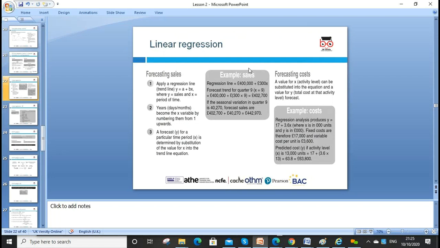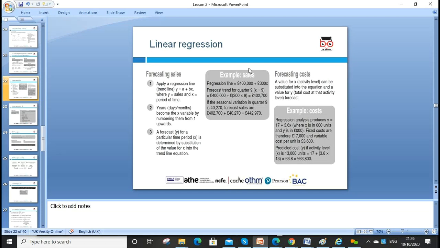So, forecasting. Linear regression is used for forecasting sales. Apply the linear regression y equals a plus bx. A couple of you may have learned this in maths and statistics as well. It's quite a crucial concept to look at. So y represents the trend, a is the fixed cost, b is the variable cost, and x is the number of units.